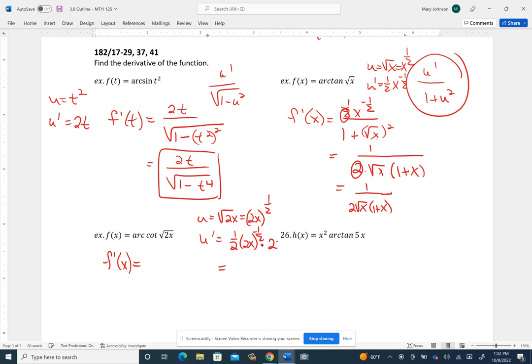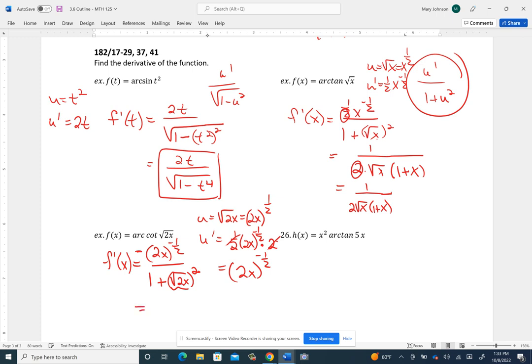And then this 2 and this 1/2 would equal 1. So we'd really have 2x, make sure you're thinking of it in parentheses at this point, to the negative 1/2 power. So the formula has us do u prime on top. So that's the 2x to the negative 1/2 power. Then we do the 1 plus the square root of 2x in parentheses squared, because that's the u and it's supposed to get squared. And then this was an arc cotangent, so the formula has a negative on it.